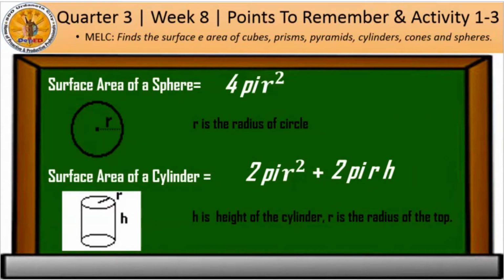Next is the surface area of sphere. Surface area of sphere is equal to 4 pi r squared, where r is the radius of a circle. And lastly, surface area of a cylinder is equal to 2 pi r squared plus 2 pi r h, where h is the height and r is the radius of the top.